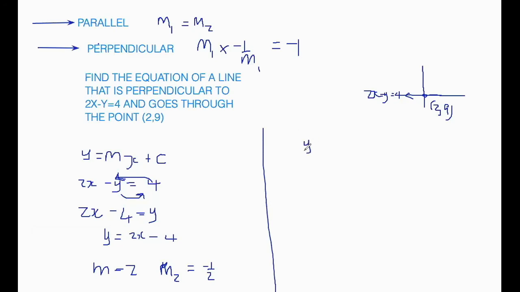Now having the gradient, I can now find the y-intercept given the point 2 and 9. So substituting the values that I have here, we have y is 9, and we also have m is -1/2, and we have x, which is 2.